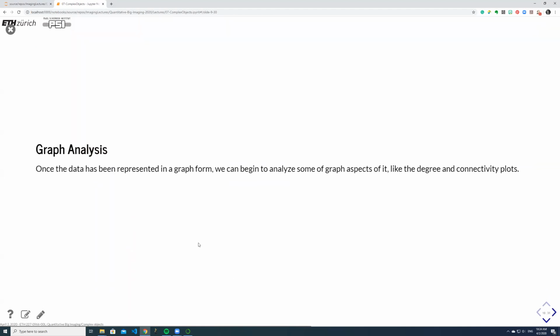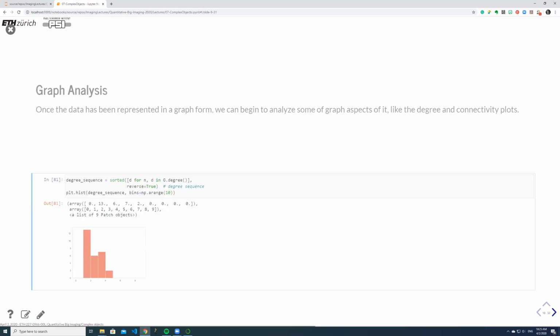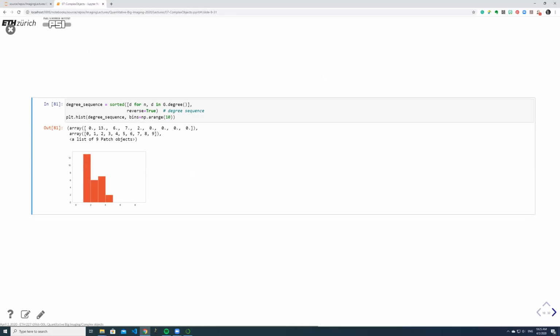Then we can also look at the graph to see how much it connects. Here is how many edges each node is connecting to. So apparently in the street, most nodes are connecting to two elements, to two edges, and then there are some few cases when you have four and more connections in this street.